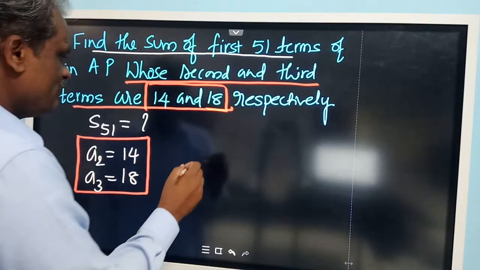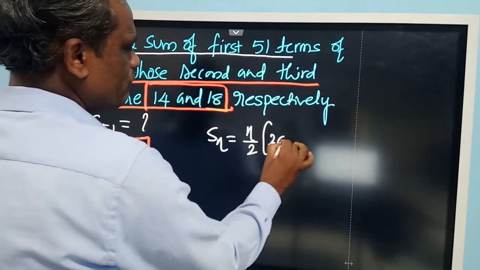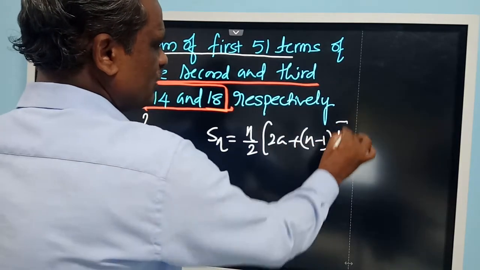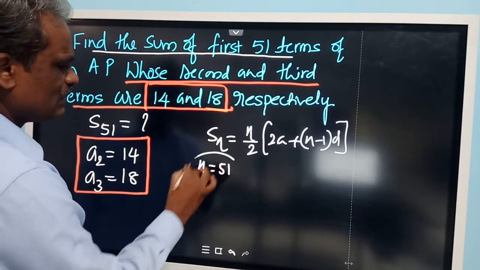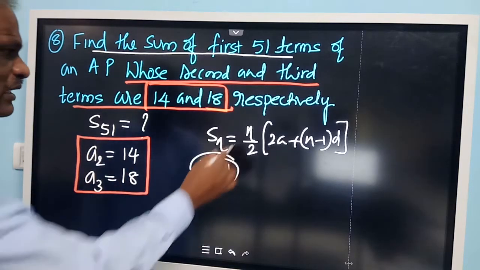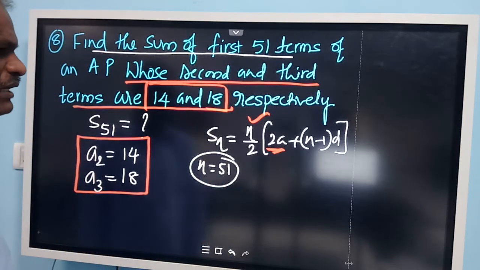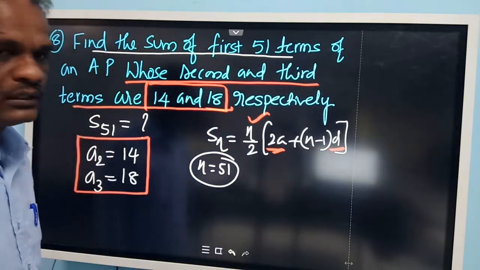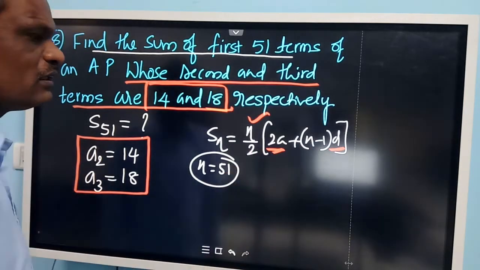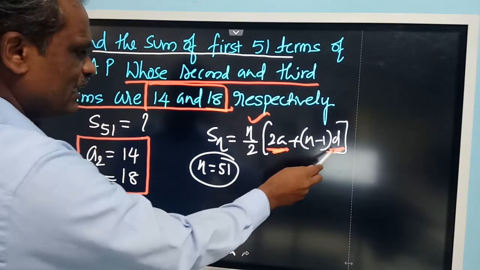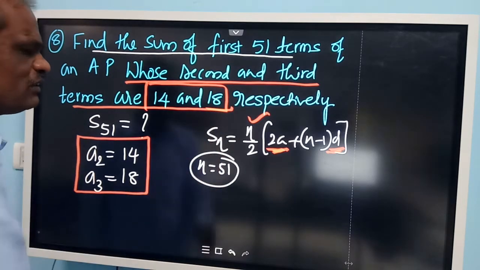So the sum of 51 terms means Sn is equal to, you know the formula, n by 2 into (2a plus (n minus 1) into d). Here n is equal to 51 because it is S51. So the n value you got. Next, the a value is not given and the d value is also not known. With two unknown variables, you have to use another formula to find a and d. Without a and d you cannot find the sum of 51 terms.